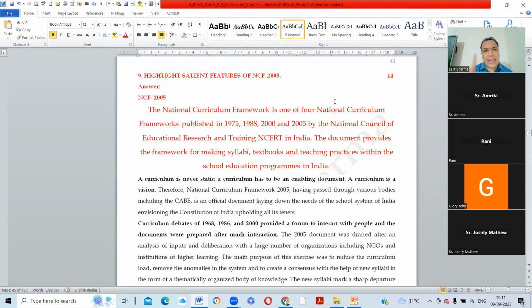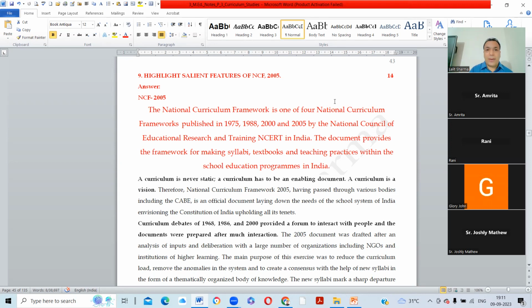The full form of NCF is National Curriculum Framework. Right? So under this, you have to talk about NCERT and all the things. What is the need of a national curriculum framework? What is the need of a national level curriculum? You have to talk about uniformity and the equalization of education. So you have to talk about all these things under the salient features of NCF 2005.